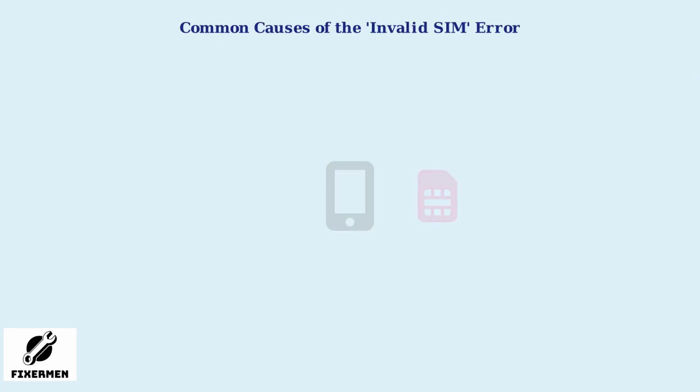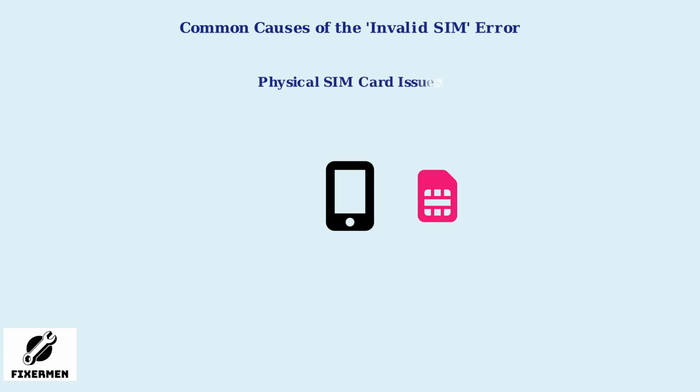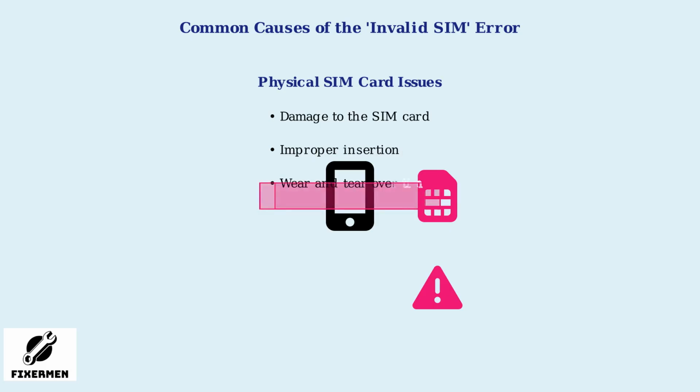Several factors can trigger the invalid SIM error on T-Mobile devices. These causes can be divided into issues specific to physical SIM cards and those that affect both physical and eSIM configurations. For physical SIM cards, common causes include physical damage such as scratches or corrosion on the metal contacts, improper insertion where the card isn't fully seated in the slot, or general wear and tear from repeated use.